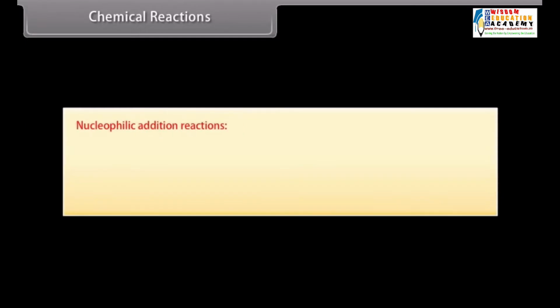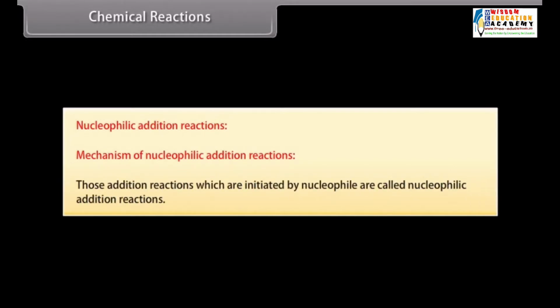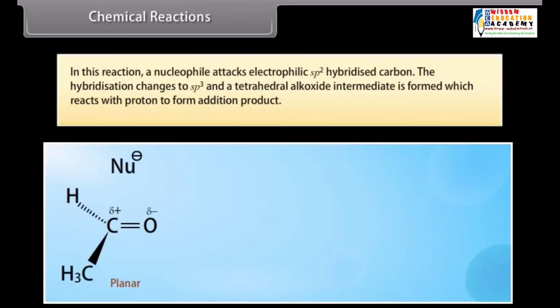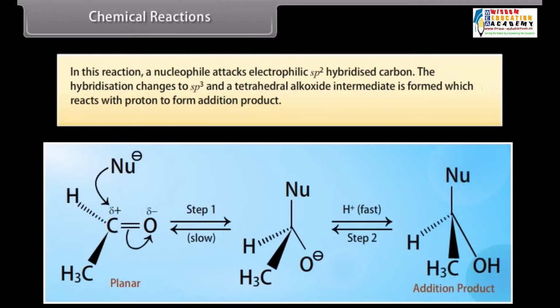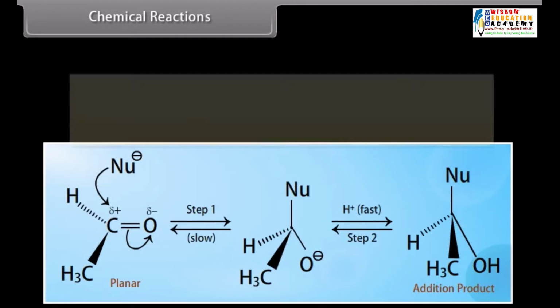Chemical reactions. Nucleophilic addition reactions. Mechanism of nucleophilic addition reactions. Those addition reactions which are initiated by nucleophile are called nucleophilic addition reactions. In this reaction, a nucleophile attacks electrophilic sp2 hybridized carbon. The hybridization changes to sp3 and a tetrahedral alkoxide intermediate is formed, which reacts with proton to form addition product.